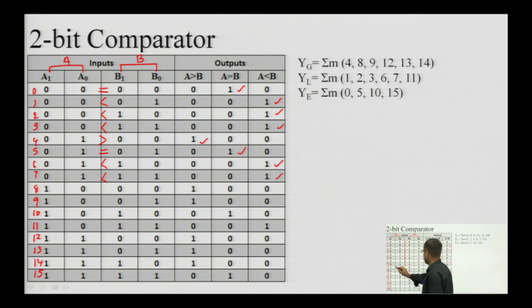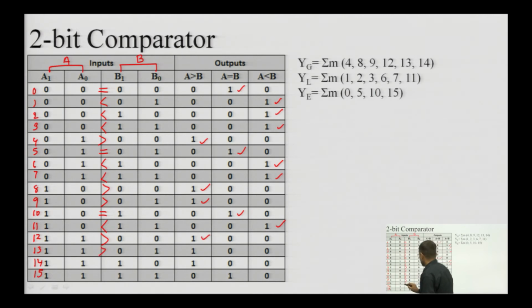Then we can see that 1 0 is greater than 0 0, that is why high output here. 1 0 is greater than 0 1. So, another high output. 1 0 is equal to 1 0. So, that means y e is equal to 1. 1 0 is less than 1 1, that is why this y l is 1, and for these cases 1 1 is greater than 0 0, that is why high.